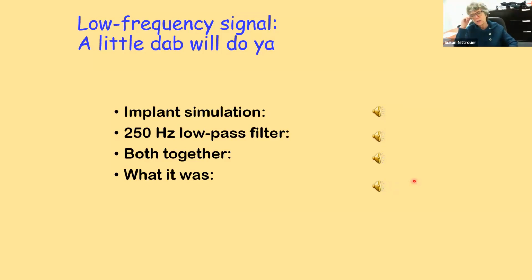Okay, so I hope that was a demonstration that adding that low frequency signal can really aid speech recognition through a cochlear implant. Typically cochlear implants, the lowest frequency that is coded on a cochlear implant is about 250 or 300 hertz.